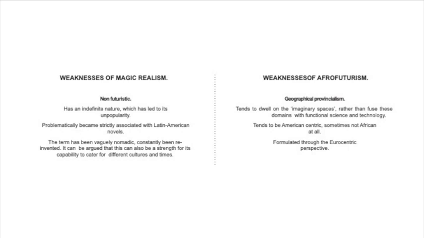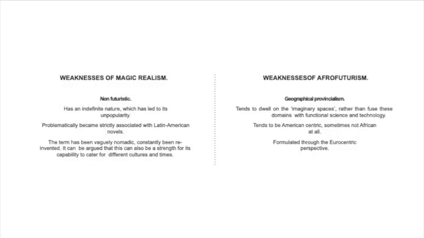And then this is kind of the conclusion for me in the end, was looking at the weaknesses of Magic Realism, kind of being self-critical about how problematic it's been. It has this indefinite nature where it can start to mean anything and everything at the same time, but also putting it parallel to the weaknesses of Afrofuturism, which is geographical provincialism. Africa is made up of 54 countries, but it's very difficult to make Afrofuturism kind of represent all of them or any of them at the same time.